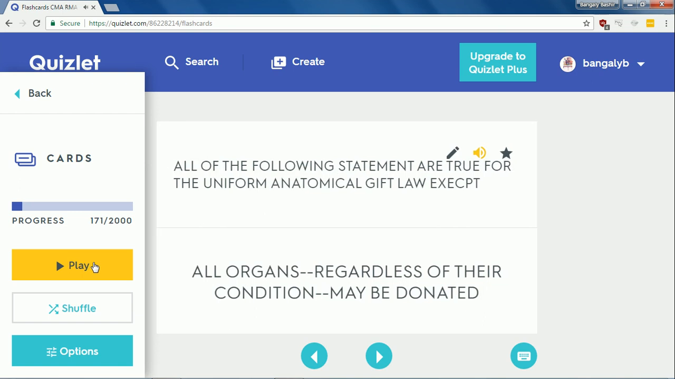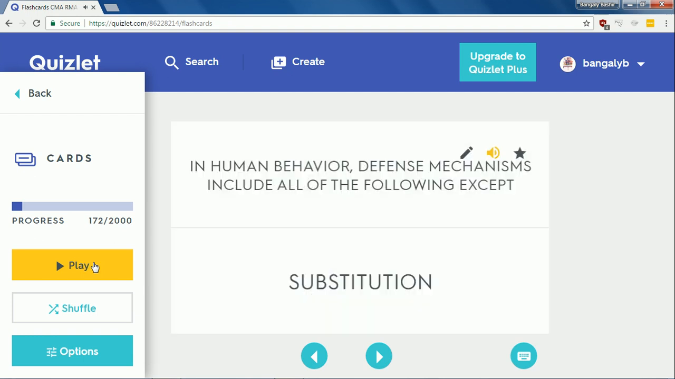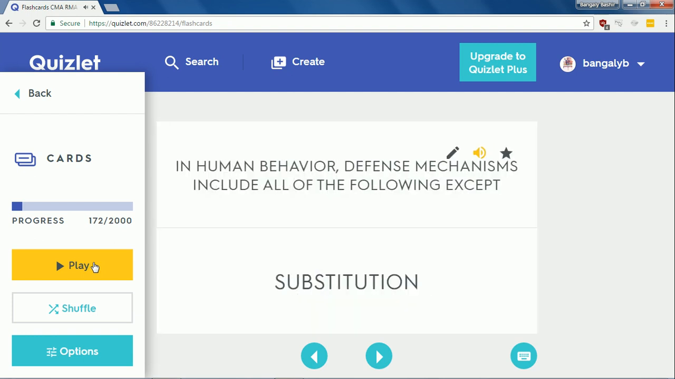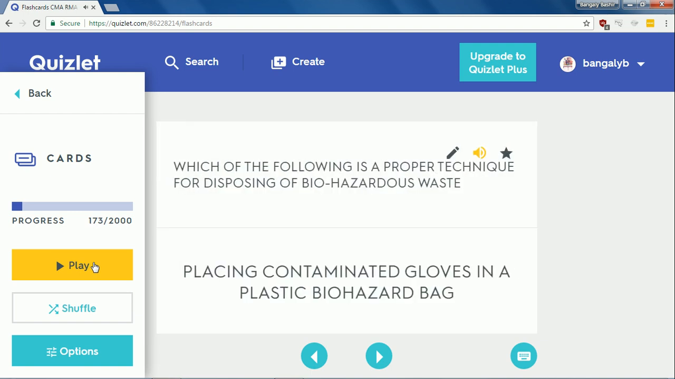All of the following statements are true for the Uniform Anatomical Gift Law except: all organs, regardless of their condition, may be donated. In human behavior, defense mechanisms include all of the following except substitution. Which of the following is a proper technique for disposing of biohazardous waste? Placing contaminated gloves in a plastic biohazard bag.